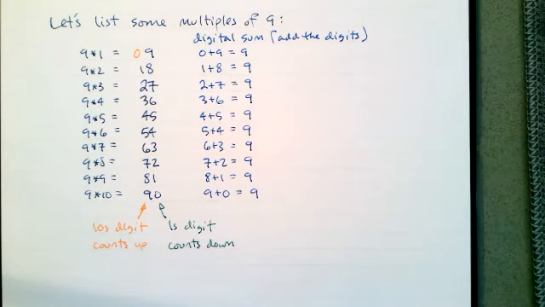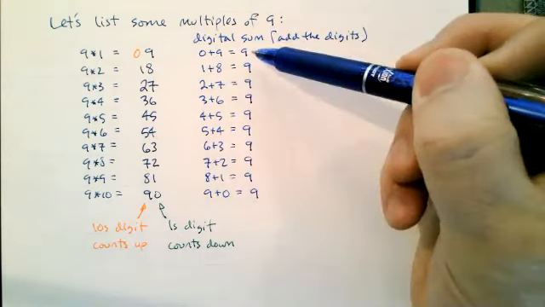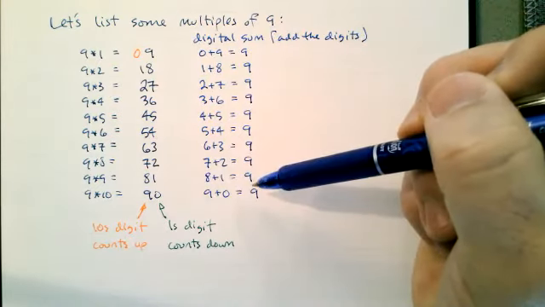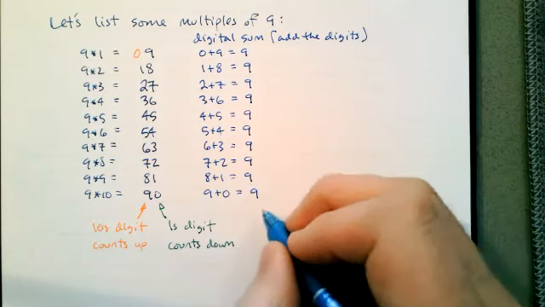This is actually a test to see if a number is a multiple of 9. If the digital sum of a number is a multiple of 9, then the number itself is a multiple of 9. It just happens that when we have these 2-digit multiples of 9, the digital sum is always just 9. But this generalizes.